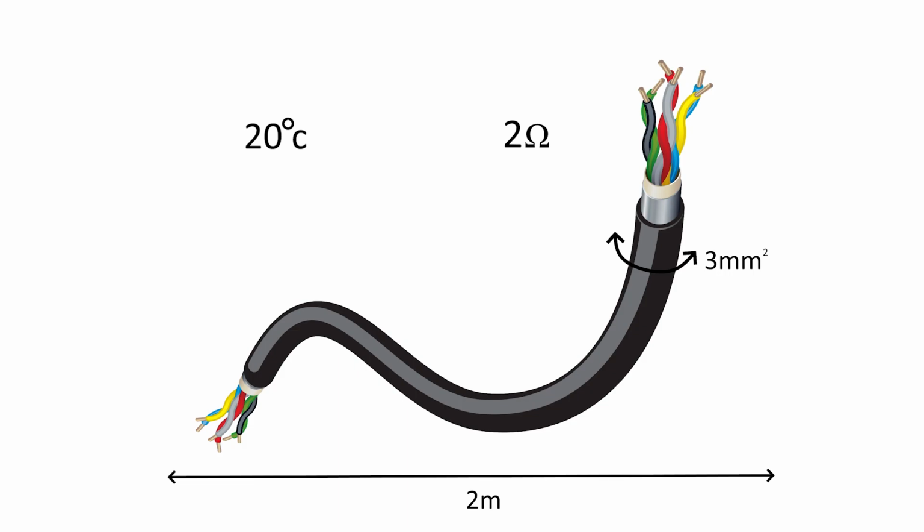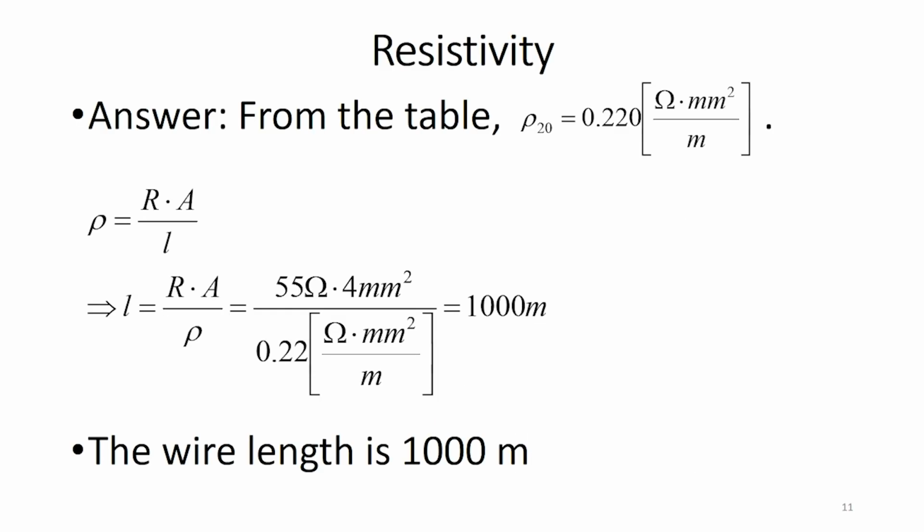Example: a wire is 2 meters long with cross-section of 3 square millimeter and resistance of 2 ohms with temperature of 20 degrees Celsius. Calculate its resistivity. Answer: from the table, we find that rho at 20 degrees Celsius equals 0.22, and rho equals R times A divided by L, and that means that L equals R times A divided by rho. If we substitute the given data in the equation, we get that the distance L equals 1000 meters. So the wire length is 1000 meters.